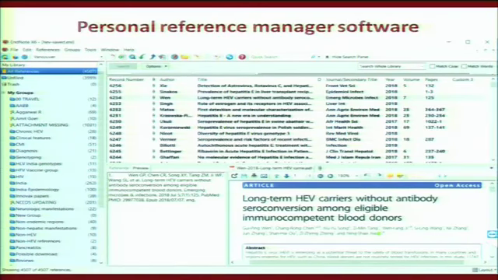And one thing that I'll particularly mention for residents are tools such as personal reference management software. So this is a screenshot of an area, as Anshul said, I work on a disease called hepatitis E. So this is a database using a software called EndNote that I have on my computer.